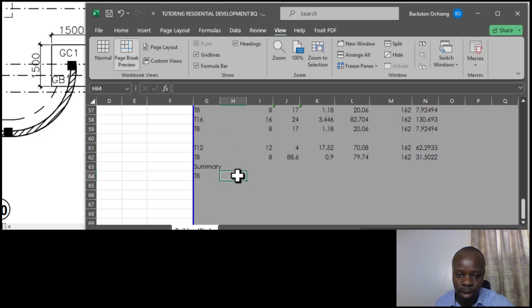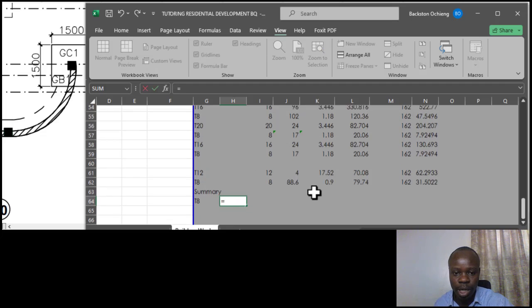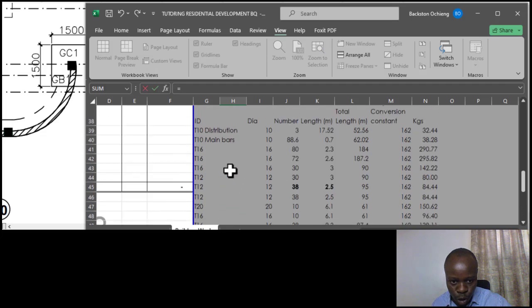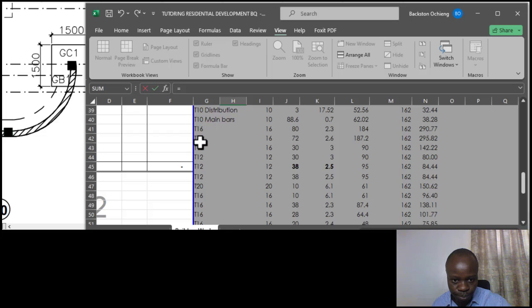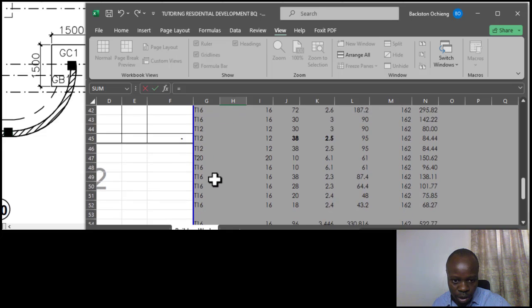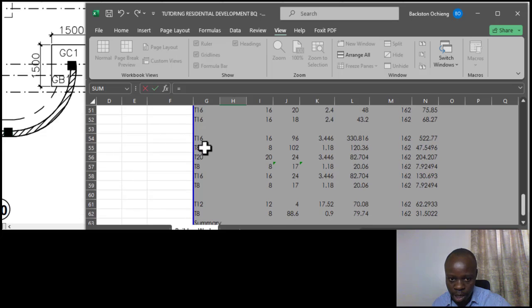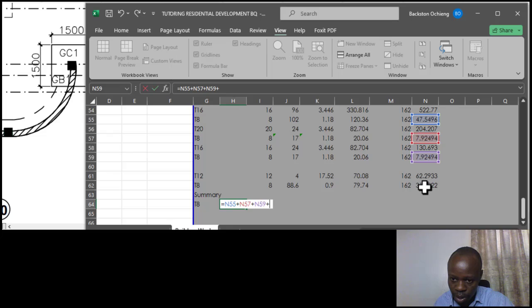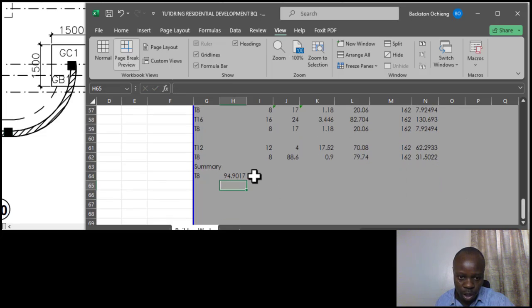So T8 is equal to, so we sum, right? We start from the top, that is T10, moving on. It appears T8, the first one is that. Then we add another one, that is here. Then another one is here. Then another one is here. So that is the total for our T8.